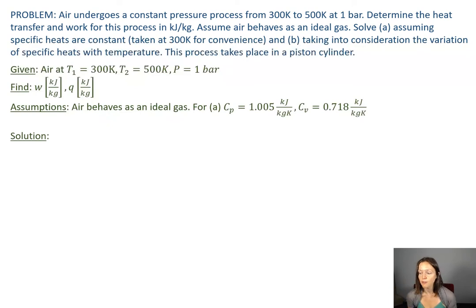So here's my given, find, and assume. I'm assuming that air behaves as an ideal gas. It tells me that I can do so. And for part A, I'm going to make an extra assumption that CP and CV are equal to 1.005 and 0.718 kilojoules per kilogram K. Those are values that you get from, I think, table A20, that tabulates specific heats for air and for other gases as well as a function of temperature.